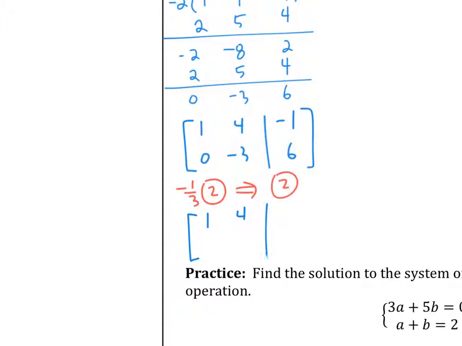Okay, 1, 4, negative 1. This is easy to kind of do in your head, so I'm going to do it in my head. So 0, 1, and then 6 times negative 1/3 is negative 2. Good? The last thing we want to do is make this 4 into a 0. How do we do that? We have to use this 1 to help it become 0. Yep, multiply by negative 4, and then add it to the first row and replace the first row.